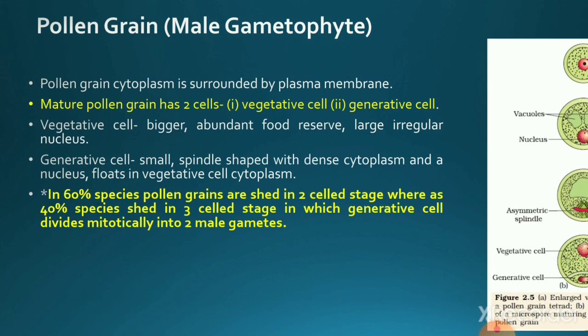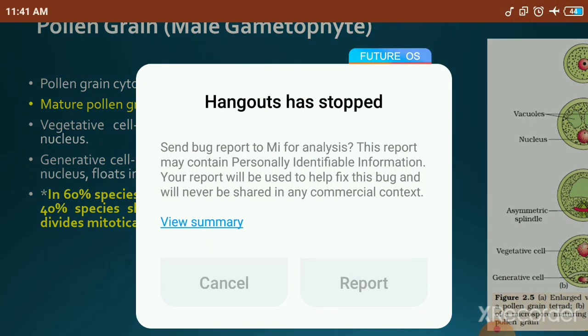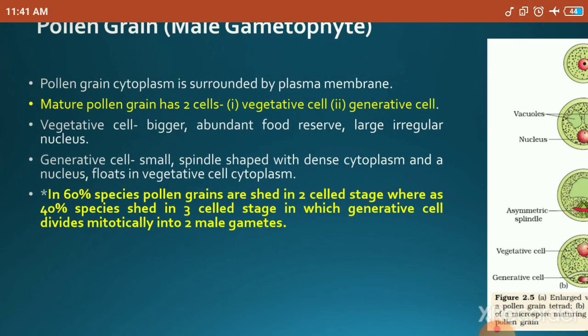Now, in most plants, approximately 60% of species, pollen grains are shed in this two-celled stage. Which two-celled stage? That is the generative cell and the vegetative cell stage.